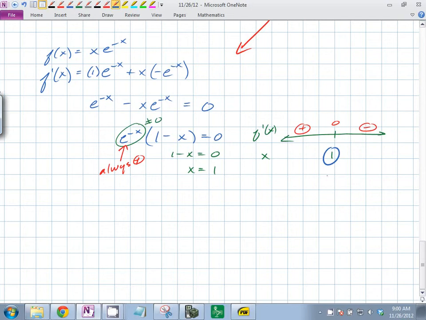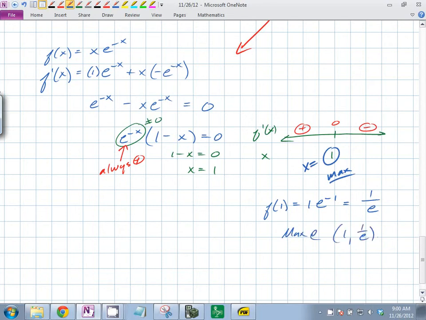That is not the point, that's the x value. So what should you find? The y value, exactly. So how do you find the y value? Well, you do f of 1, which is 1 times e to the negative 1. So what's that? 1 over what? e. So you know you have a max at what? 1 comma 1 over e.